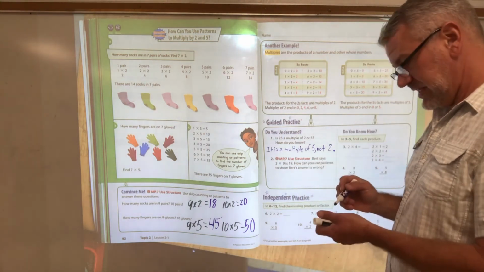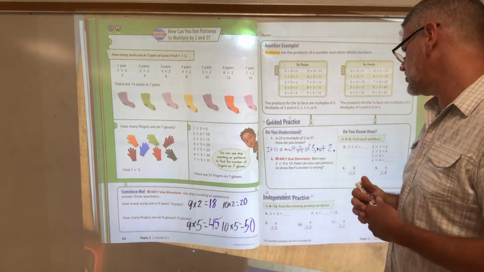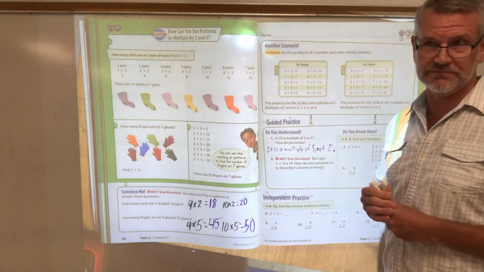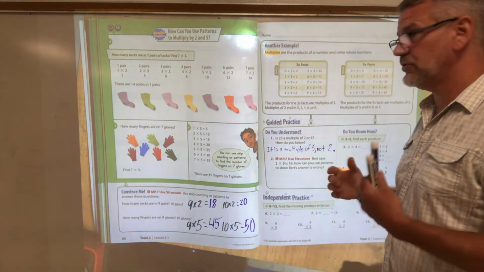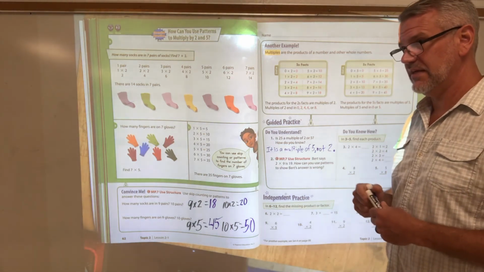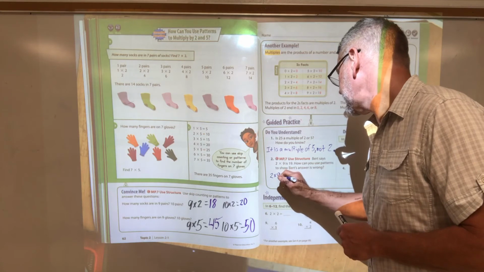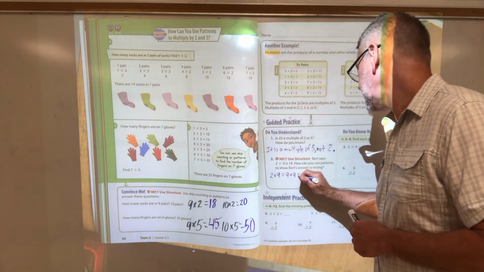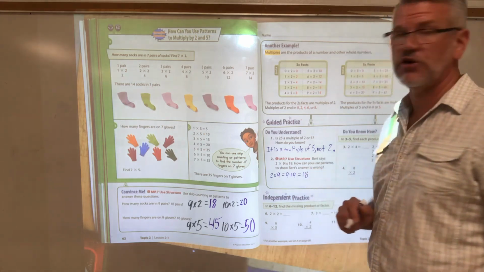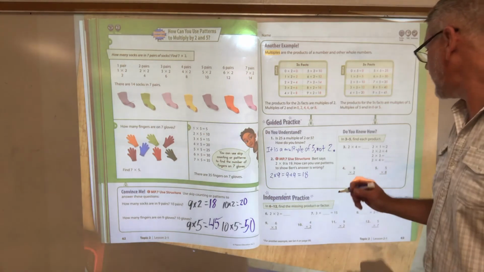Bert says 2 times 9 is 19. How can you use patterns to show that Bert's answer is wrong? Well, 2 times 9 would be 2 groups of 9, and that's the same as 9 plus 9. So 2 groups of 9 equals 9 plus 9, and that equals 18. Sorry, Bert, you're wrong.